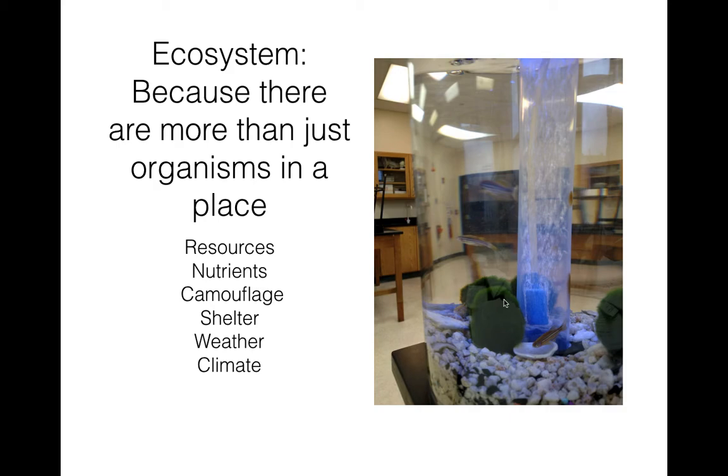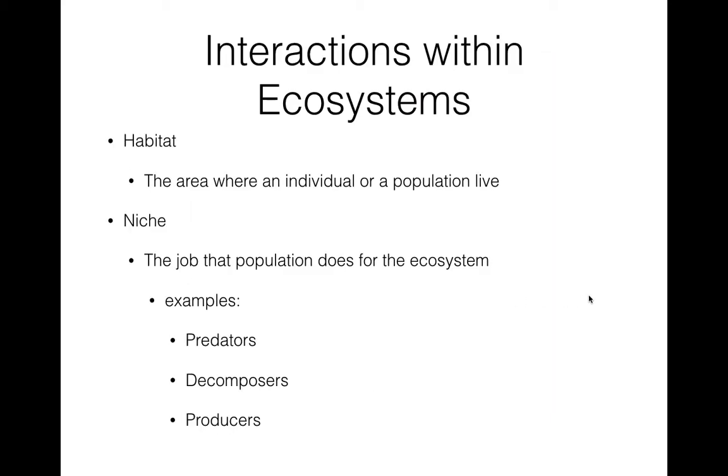And you wouldn't have it so much in a fish tank, but there's also things like weather and climates that are going to be important in most ecosystems. So the interactions within an ecosystem would include the habitat. That's the area where an individual or a population live. So that fish tank would represent a habitat. And the niche represents a job that that population does for the ecosystem. So the fish within that fish tank, one of their jobs would be to keep the amount of plant life, algae, to a minimum. So you might get an algae eater for a fish tank.